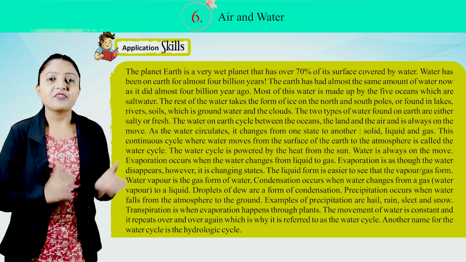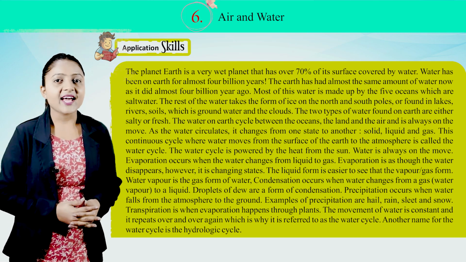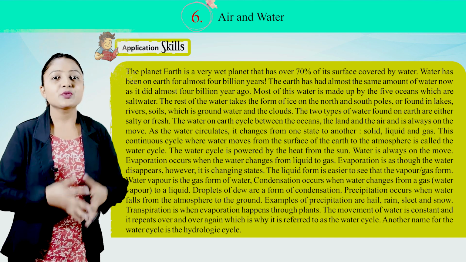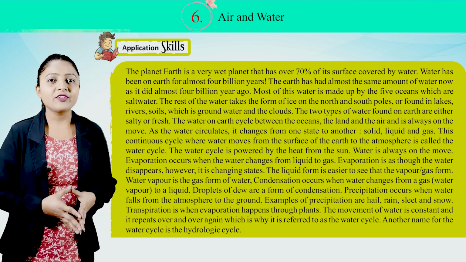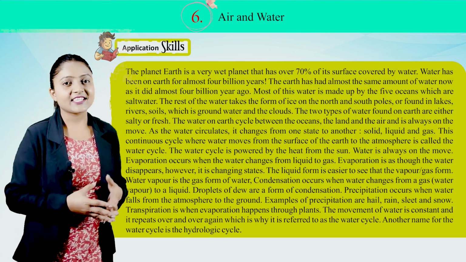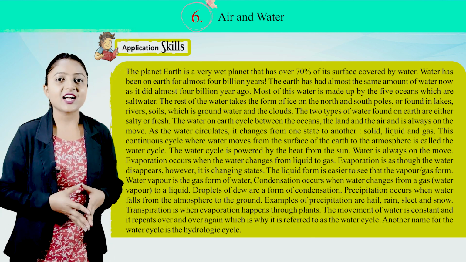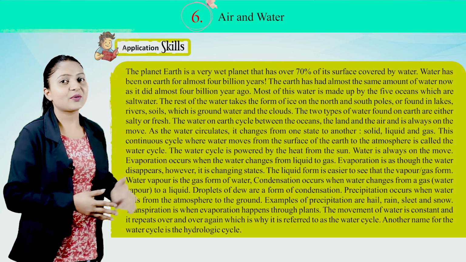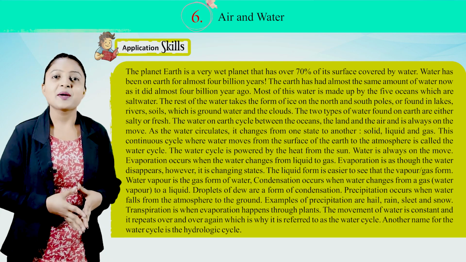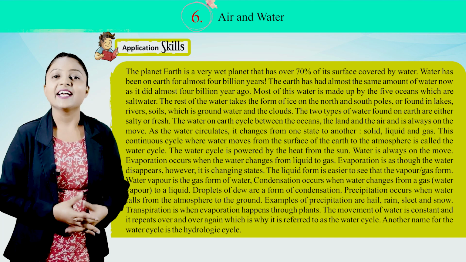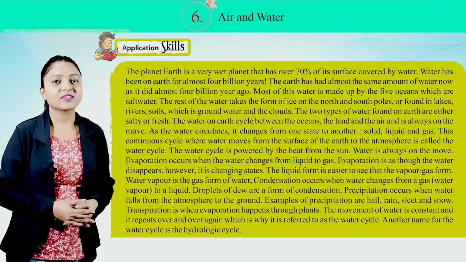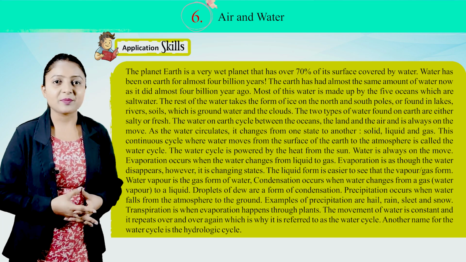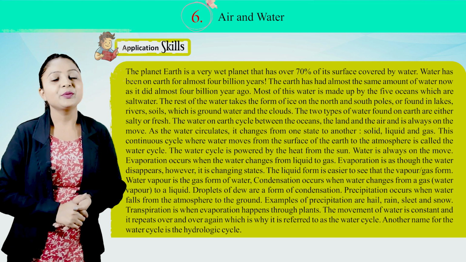Condensation occurs when water changes from a gas, water vapor, to a liquid. Droplets of dew are a form of condensation. Precipitation occurs when water falls from the atmosphere to the ground. Examples of precipitation are hail, rain, sleet, and snow. Transpiration is when evaporation happens through plants.